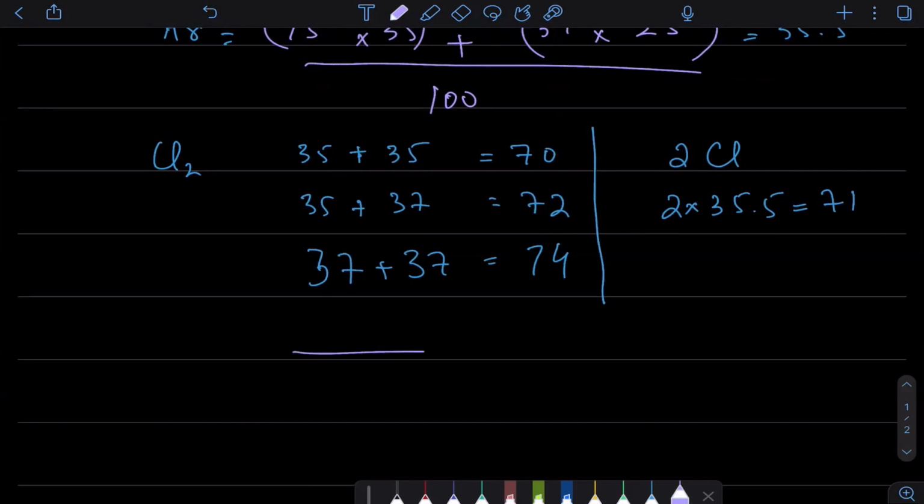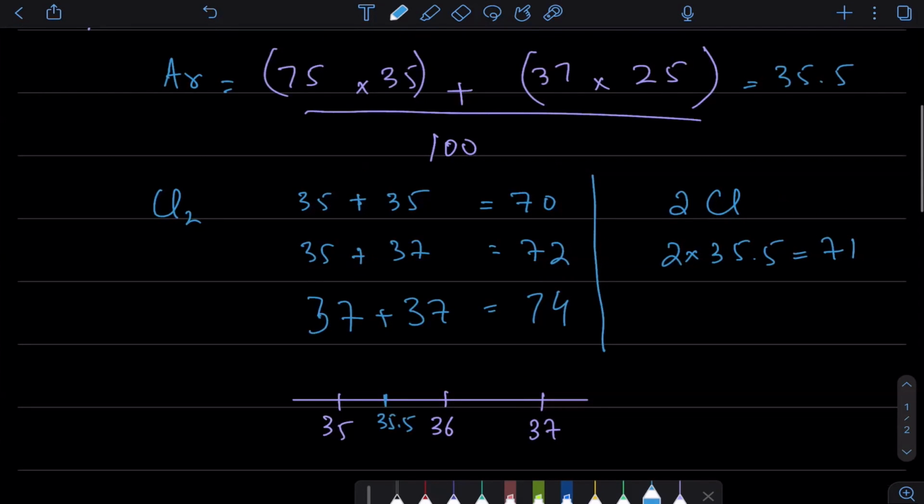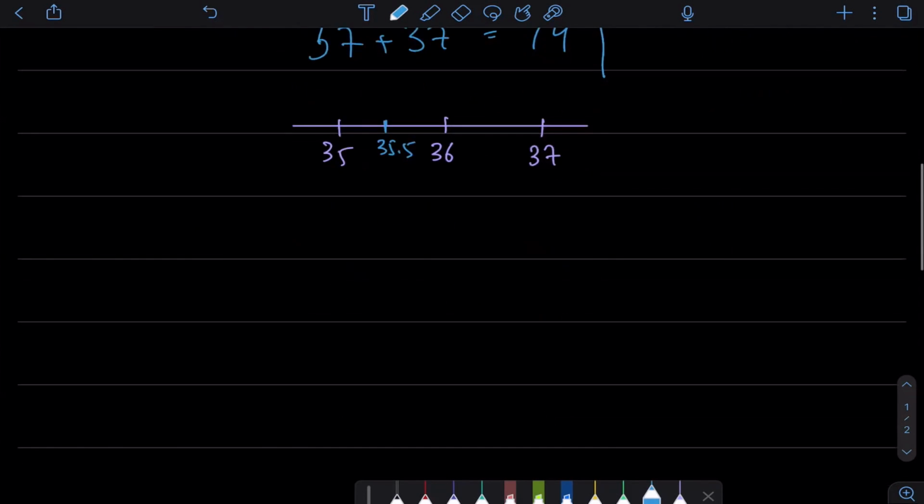So here's what I'm going to do. I'm going to take the number line. So I have 35, 36, 37. And what was my answer? 35.5. Okay, so the average mass, the AR, of chlorine is 35.5. I have two isotopes. One is chlorine 35, which is over here, and one is chlorine 37, which is over here. Now let's figure out how far they are from the AR.